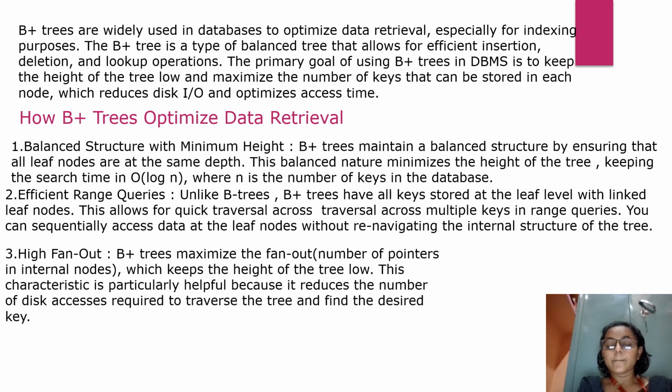High fan-out. B+ trees maximize the fan-out, the number of pointers in internal nodes, which keeps the height of the tree low. This characteristic is particularly helpful because it reduces the number of disk accesses required to traverse the tree and find the desired key. We use high fan-out in B+ trees to maximize the number of pointers in internal nodes, which reduces the disk access required to traverse the tree.